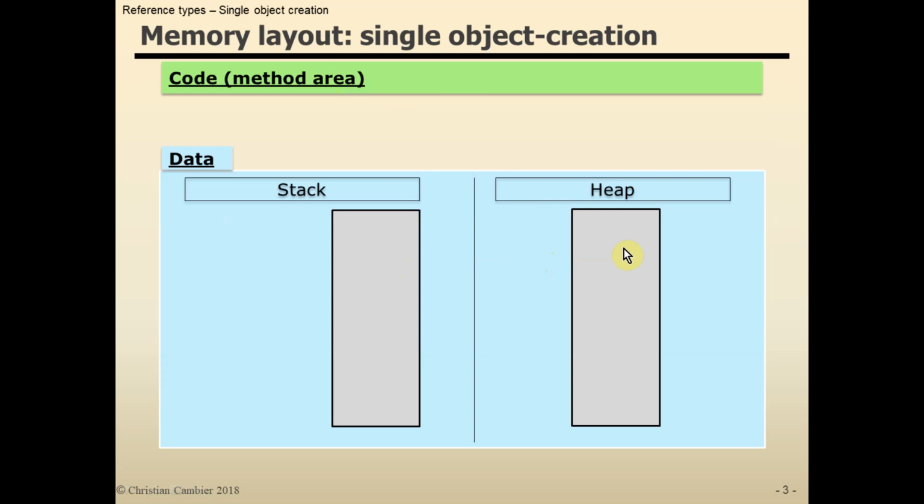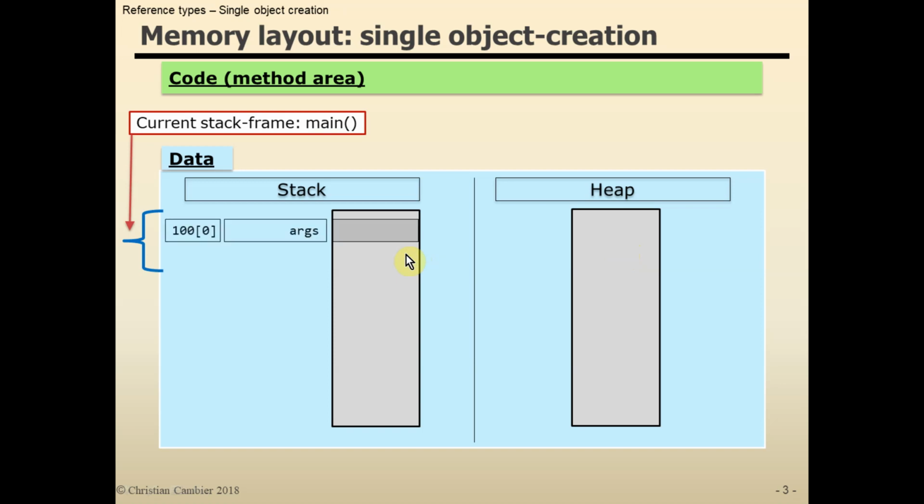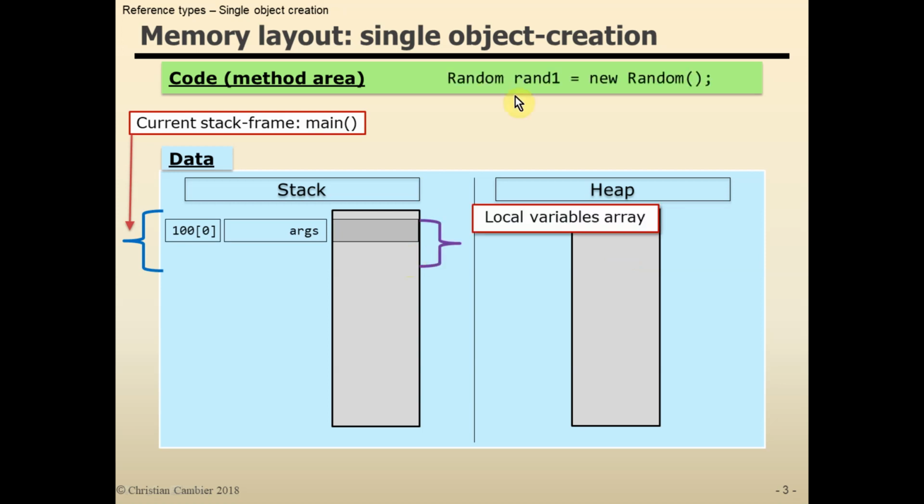Before explaining the statement, let's first set up the stack frame of the main method as explained in a previous demo. At the first position in the local variables, we note the presence of our arguments parameter of the main method. Now, when this statement is executed, what happens when we create an object? Now, this statement can be split in three parts, and let's start with the left-hand side, Random rand1.